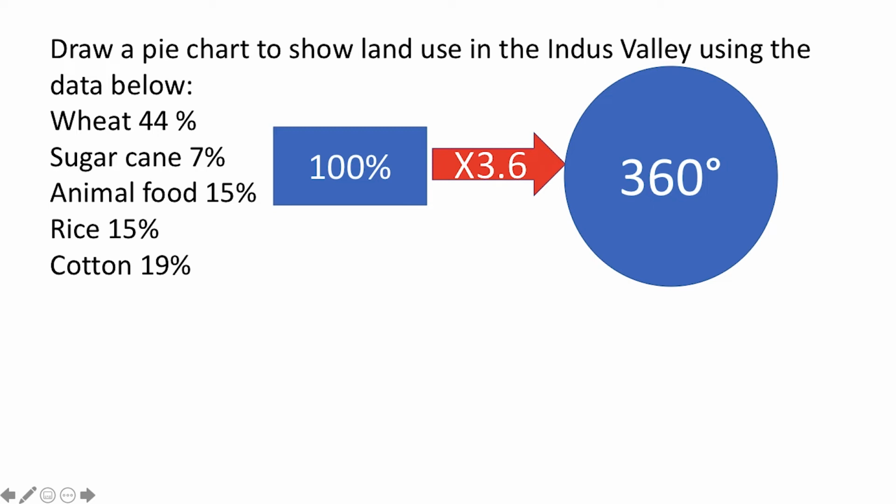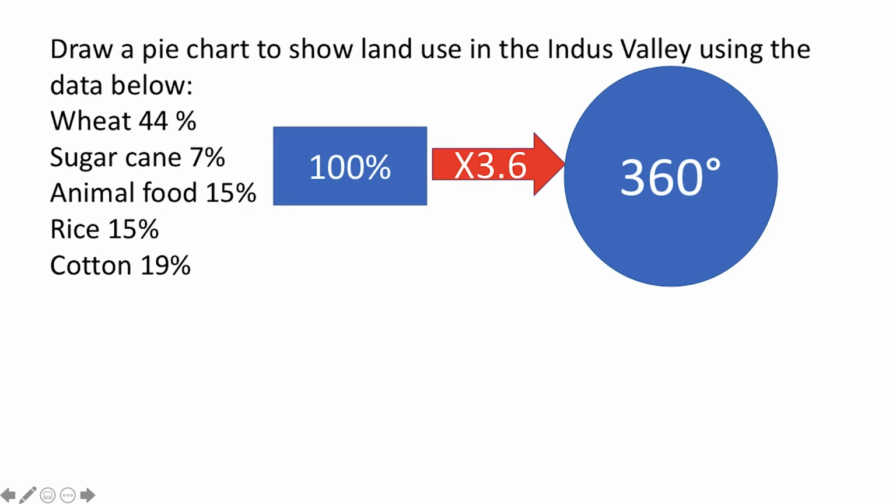This is a little maths challenge. We've been asked here to draw a pie chart to show land use in the Indus Valley using the data below. So you've got this information. Wheat accounts for 44%, sugarcane for 7%, animal food for 15%, rice for 15%, and cotton for 19%.